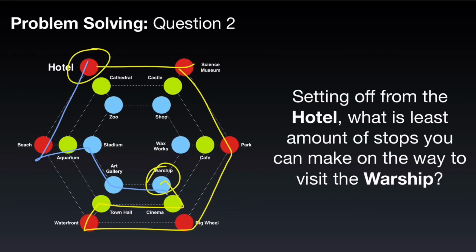In this problem, I had to work out what was the least amount of stops I can make on my way to visit the warship. So first of all, I circled the hotel, and then I circled the warship, and then I worked out using 2 different colours what was the route I could take that used the least number of stops. And I discovered there was more than one option.